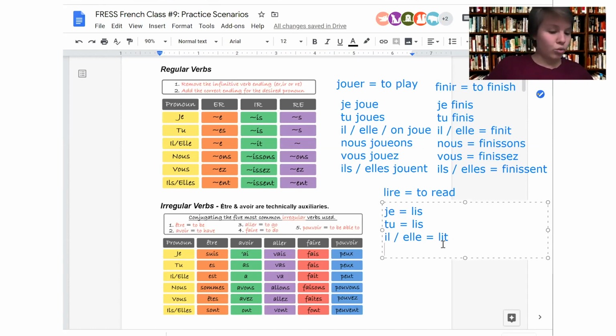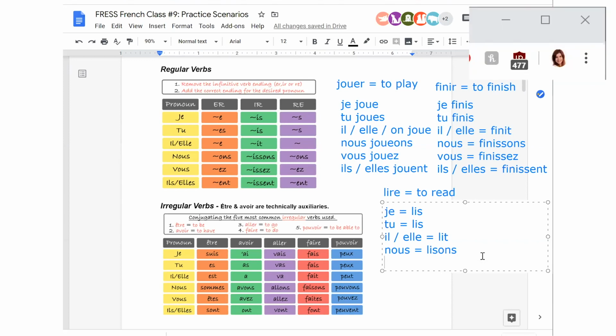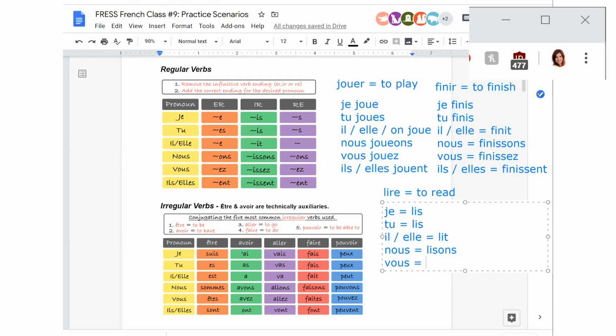Then you have nous lisons. Nous lisons. Sorry, guys. And so yes, nous lisons. Okay, again, I'm not pronouncing the S on the end of the ONS. Okay. Vous. Looking across to our purple table. Lisez. Lisez, exactly.